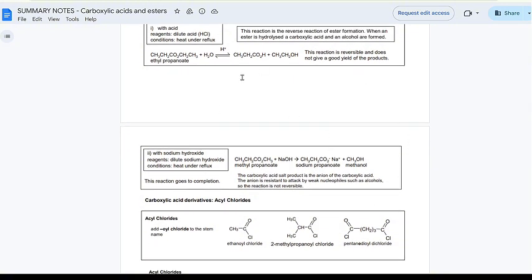Whereas with alkaline hydrolysis, it forms the salt and then an alcohol, but a different alcohol.